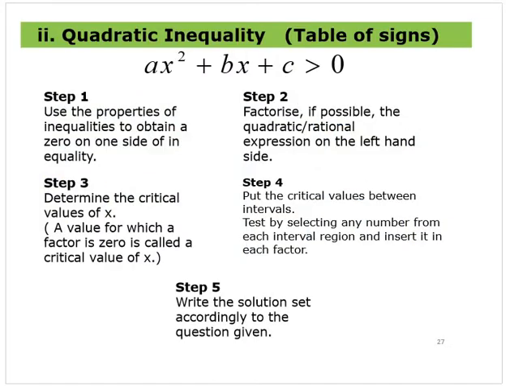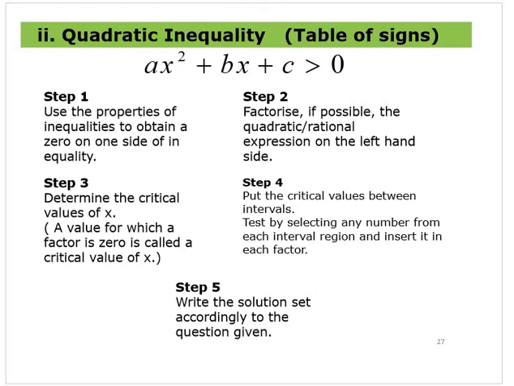Okay, for the second method, which is the table of sign. Step 1, use the properties of inequality to obtain 0 on one side of the inequality. As previously, make sure A is positive. Try to make sure A is positive. Step 2, factorize the quadratic if possible.